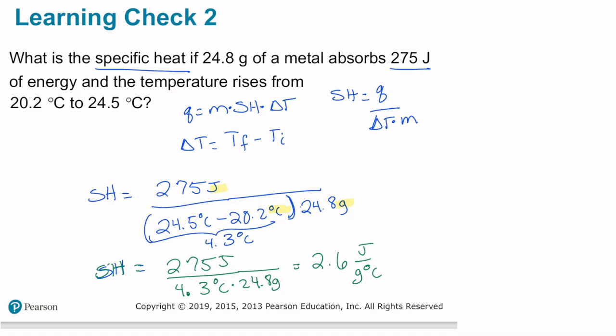We're limited to two significant figures here because when we subtract 20.2 from 24.5, we actually lose a significant figure. Because remember, when we're adding and subtracting, we're limited to the number of decimal places. And we have one decimal place here. Therefore, our answer when we subtract will be 4.3 degrees C. So when we rewrite our problem as we did in the green portion, we have 275 divided by 4.3 times 24.8. Notice that the 4.3 has two significant figures. The 24.8 has 3, and the 275 has 3. When multiplying and dividing, we're limited to the least number of significant figures, and therefore we'll be limited to 2 in our final answer, which gives us 2.6 joules per gram per degree C.